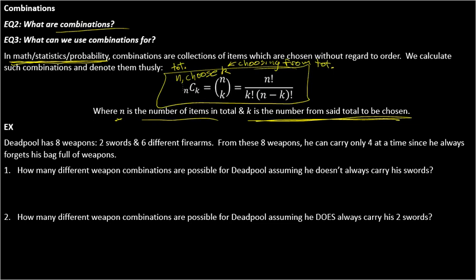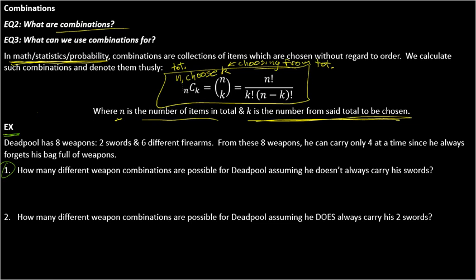Okay, so to further illustrate what it is I'm talking about, here we have an example. Deadpool's got 8 weapons: 2 swords and 6 different firearms or guns. From these 8 weapons, he can carry only 4 at a time since he always forgets his bag full of weapons. And if you've seen either of the movies, he does that all the time. Anyway, example 1: how many different weapon combinations are possible for Deadpool, assuming he doesn't always carry his swords?